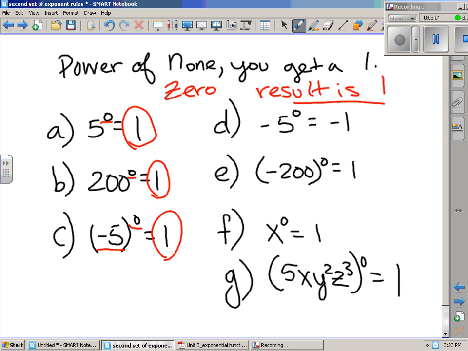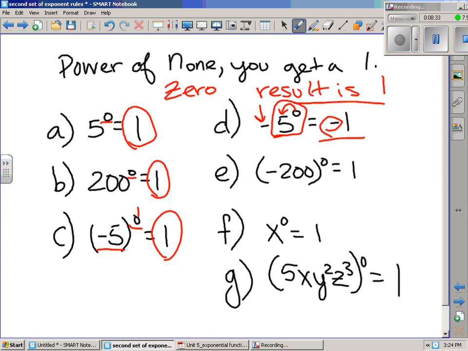Here's where it gets a little trickier. Power of none, you get a 1. Well, in this case, we got a negative 1. The reason is this. The 0 only goes to what it's directly beside. So the 0 only went to the 5, which means that the 5 is the only part that becomes a 1. The negative was not affected by that 0 because the 0 was only beside the 5. So the negative is hanging out here in front. The 5 to the 0th power becomes 1, and the result is negative 1.